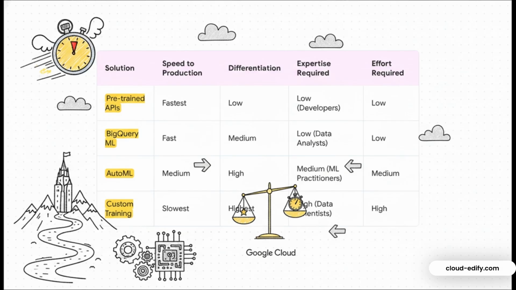If you need speed above absolutely everything else, you start right at the top with pre-trained APIs. But if what you really need is that unique competitive advantage, that super high differentiation, then you look down at the bottom with custom training. Everything in between, from BigQuery ML to AutoML, is just a different balance of those same priorities.